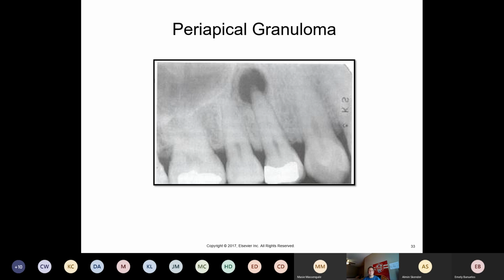If you look at this granuloma, follow the radiolucent periodontal ligament space, and you can see we get down to the root tip and it goes out and around the tooth. We also don't see that white lamina dura anymore. The bone goes out and around with the lesion.